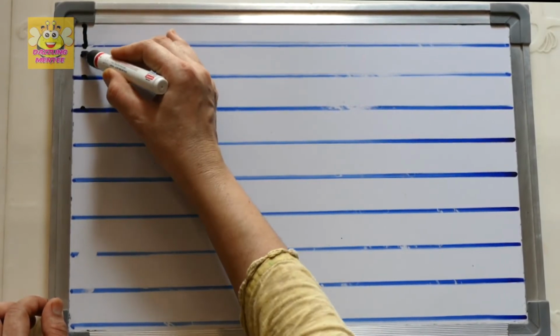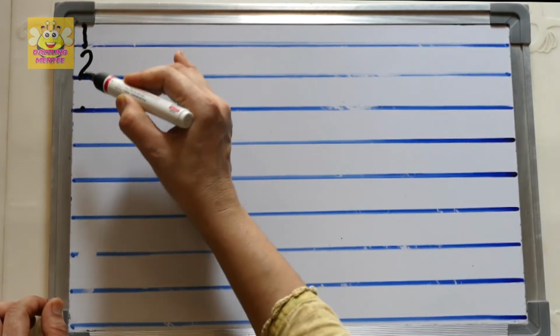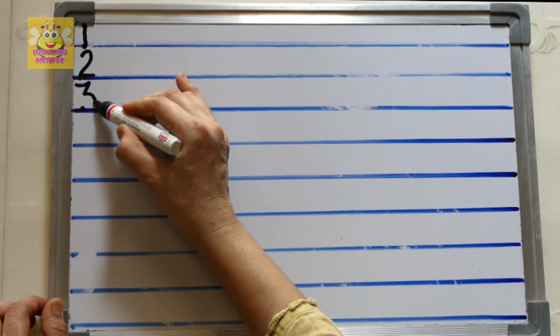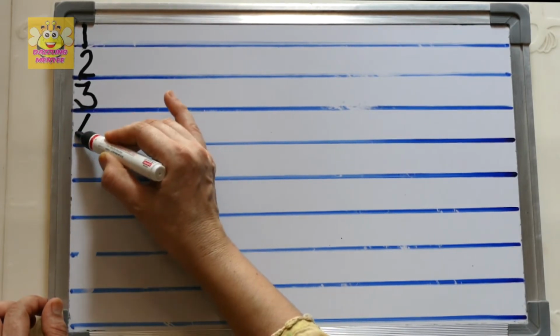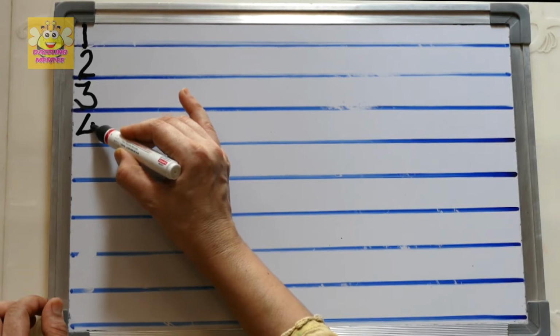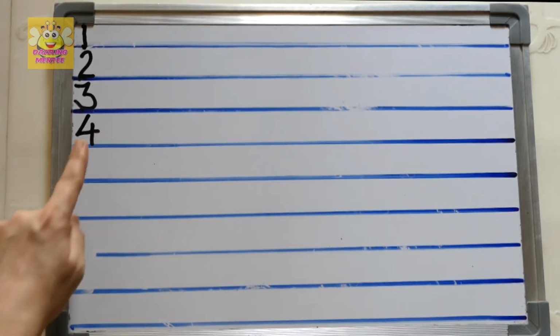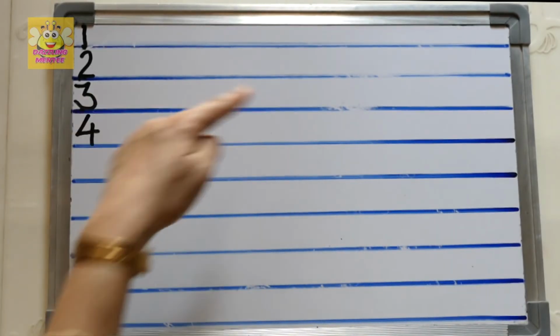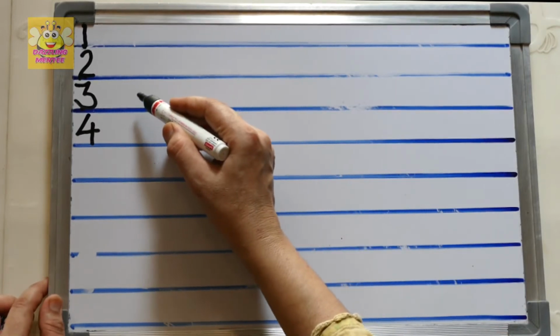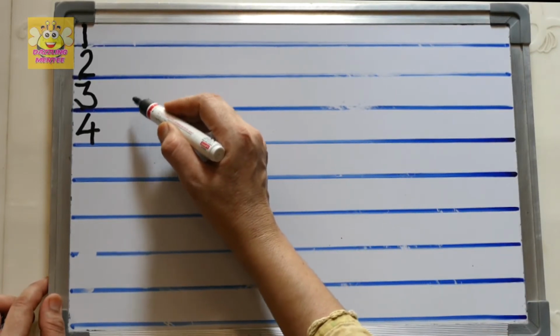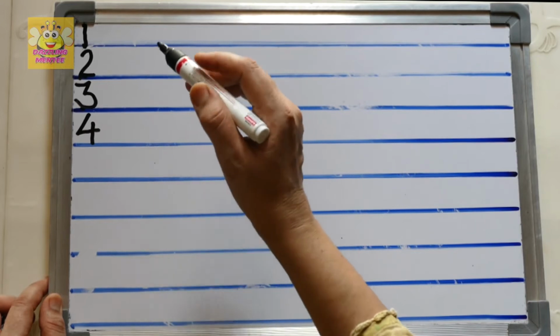1, 2, 3 and 4. So which is the middle one? 3. We start from the third one, right? So which is the letter which we have to write? You have to see that.